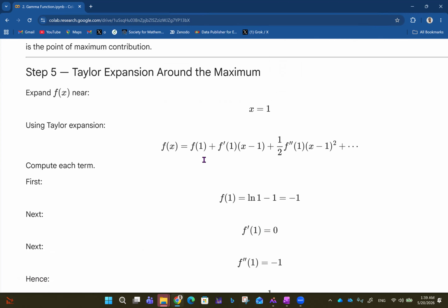Using the Taylor expansion, you have f of x equals f of 1 plus f prime of 1 into x minus 1 plus 1 over 2 f double prime of 1 into x minus 1 squared, plus all that. If you compute each term now, first, f of 1 is ln 1 minus 1, and ln 1 is 0, so 0 minus 1 is minus 1. Next, f prime of 1: differentiate, that's 1 over x minus 1, so f prime of 1 is 0. Next, f double prime of 1 is minus 1.